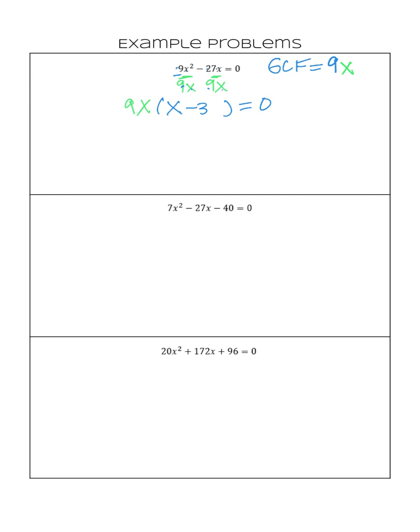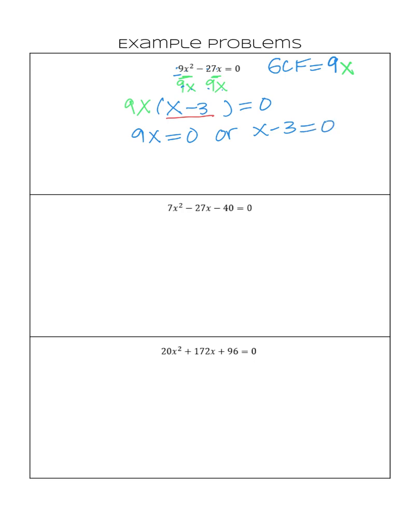And we don't actually have a quadratic anymore. We have a linear. X minus 3 is linear, not quadratic. So I can go ahead and start applying the zero product property to all of the factors. The first factor is the greatest common factor, so I allow that to equal 0. My second factor is x minus 3. I also allow that to equal 0.